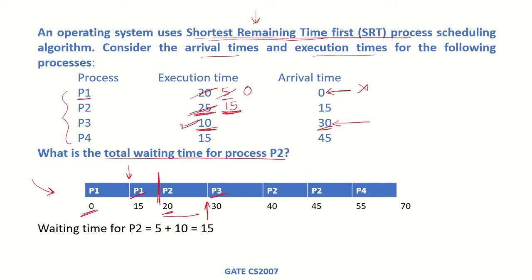So P3 starts executing at time 30 and it finishes its 10 time units at 40. Again P3 has gone out of the system. Till time 40, there is now only one process available, which is process P2, and only 15 time units of this process are left. So P2 starts executing again.